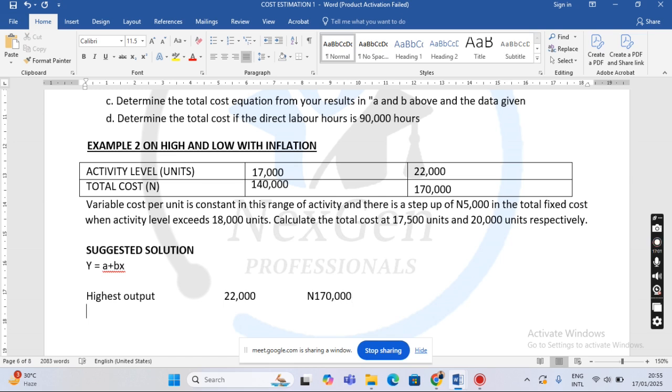So you go and check. I'm just bringing them out. Then the lowest cost, 17,000, lowest output. Let's just put lowest output and lowest cost.